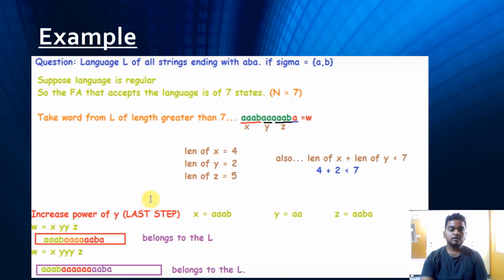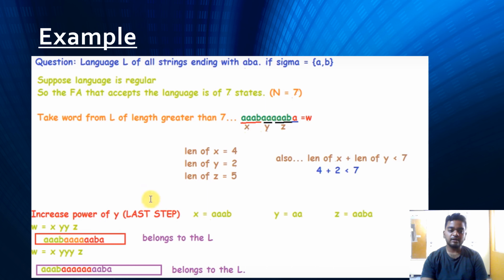Example: language L of all strings ending with ABA, where sigma is A, B. Suppose the language is regular, so the finite automata of the language has 7 states. Take a word from L of length greater than 7, with x being AAB, y is AA and z is AABA, equal to W. Length of x is equal to 4, length of y is equal to 2, length of z is equal to 5. Also, length of x plus length of y is less than 7. Therefore, 4 plus 2 is less than 7.